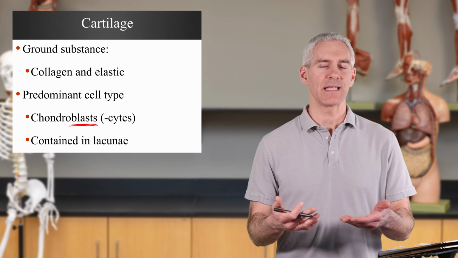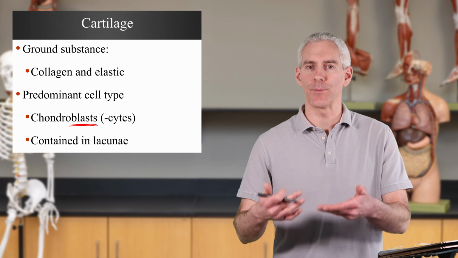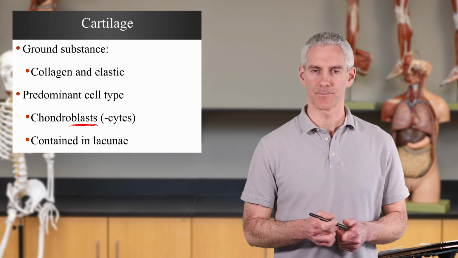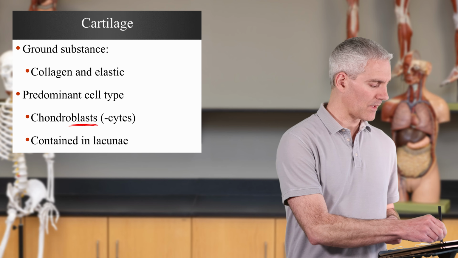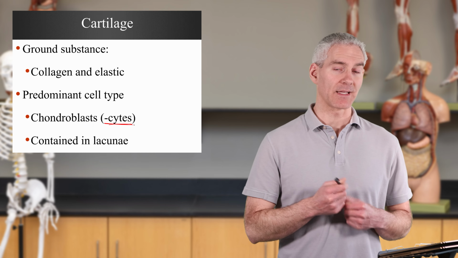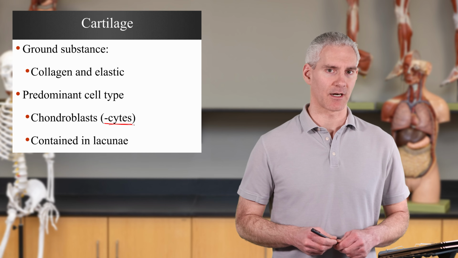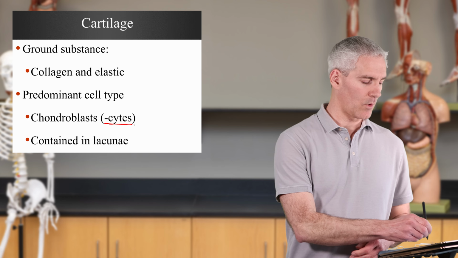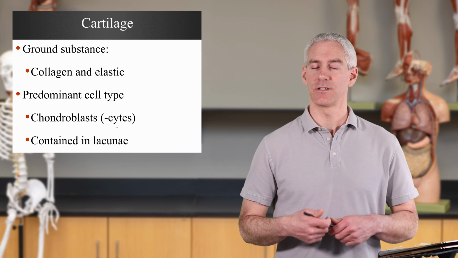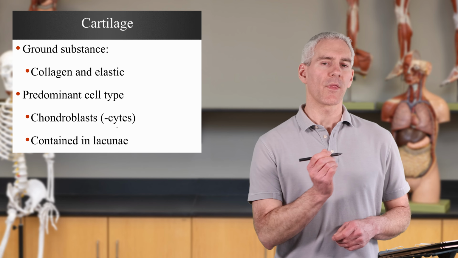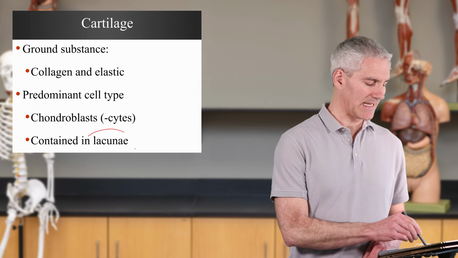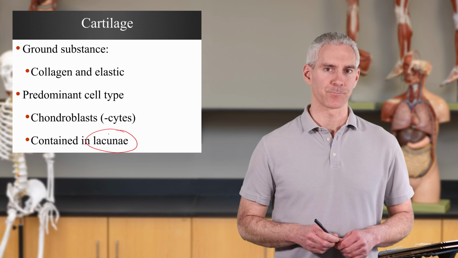Blast. Remember, blast is an immature cell. It's forming, it's making the cartilage, while the chondrocyte is maintaining the cartilage. So that's the ones that are staying healthy in adult tissue. But those chondrocytes are found inside lacuna.